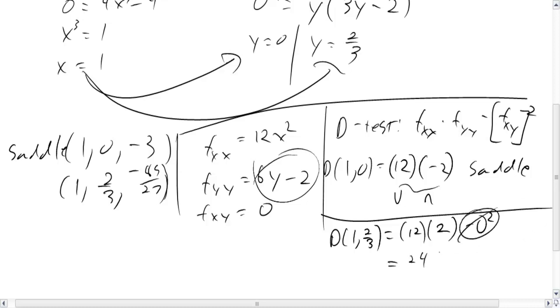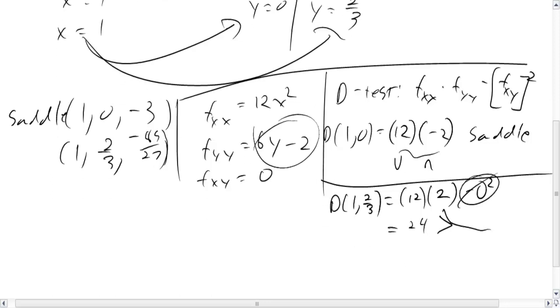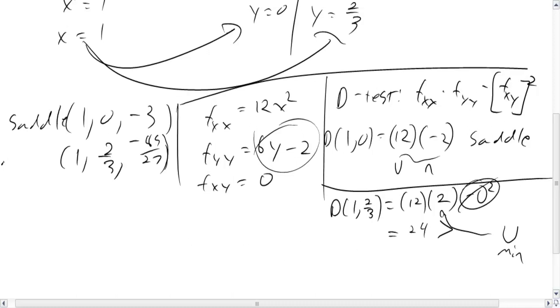How do we read the d-test? Well, for any number that's greater than or equal to 0, we go back and look at one of the concavities and make our decision. Since this is concave up, we know it is a min. So we can now say we have a min for that point. Okay, hope that helped.